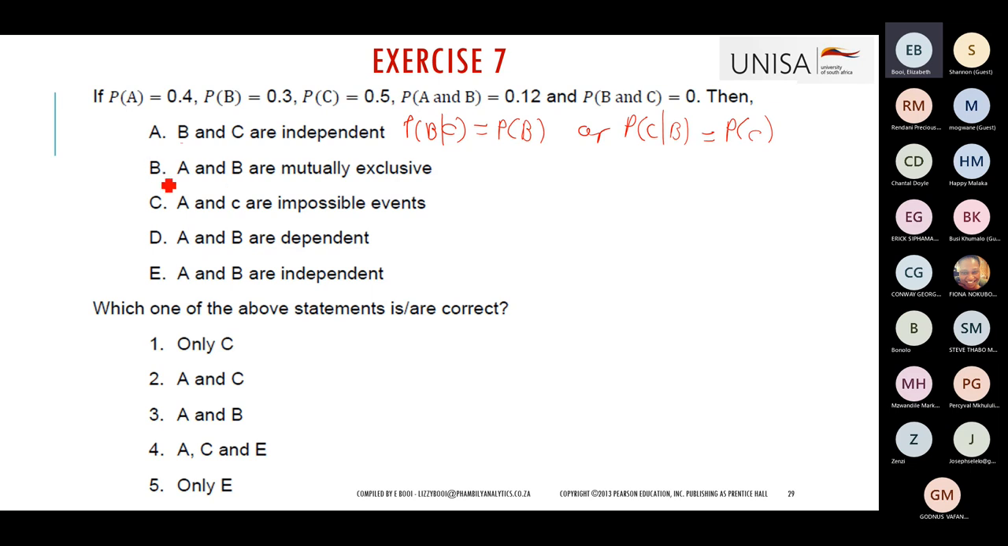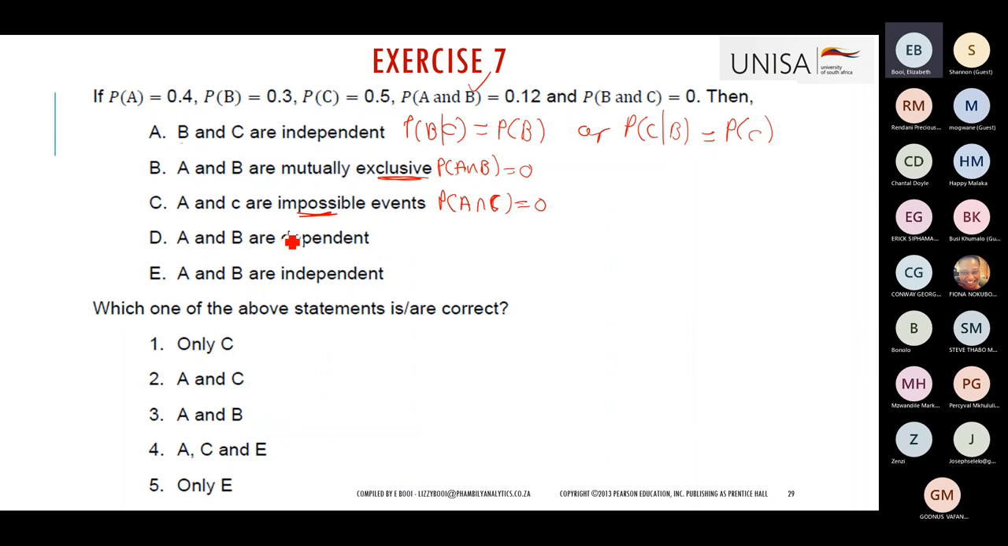You also need to prove whether A and B are mutually exclusive. They told you that A and B are that. So is it equal to zero? If it is, then the probability of A and B should be equal to zero under the mutually exclusive event. Impossible event, it means the probability of A and C should also be equal to zero. Can you prove that? If you are able to prove it, then it is an impossible event.